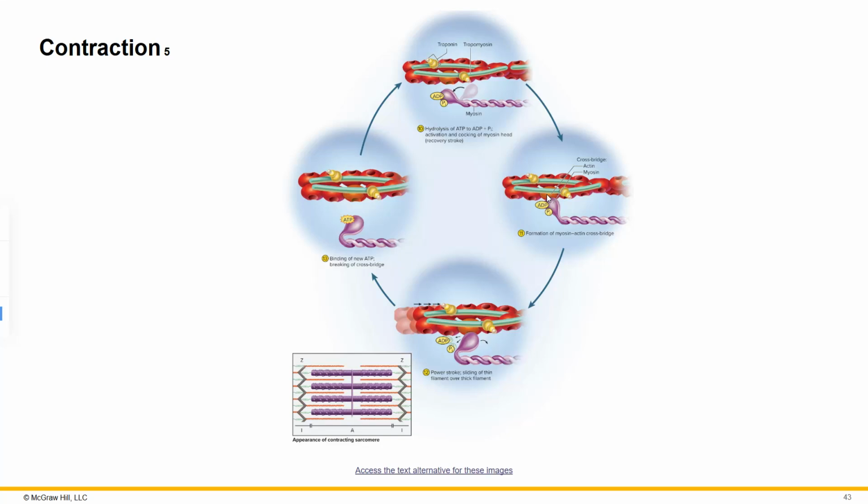Once it attaches, it has already hydrolyzed the ATP into ADP and Pi, and then you're going to have the power stroke happen. When the power stroke happens, these go away, and the myosin head does its power stroke, which moves the actin in a particular direction. And then in order to detach this and reset it, we have to have more ATP come in and do that.